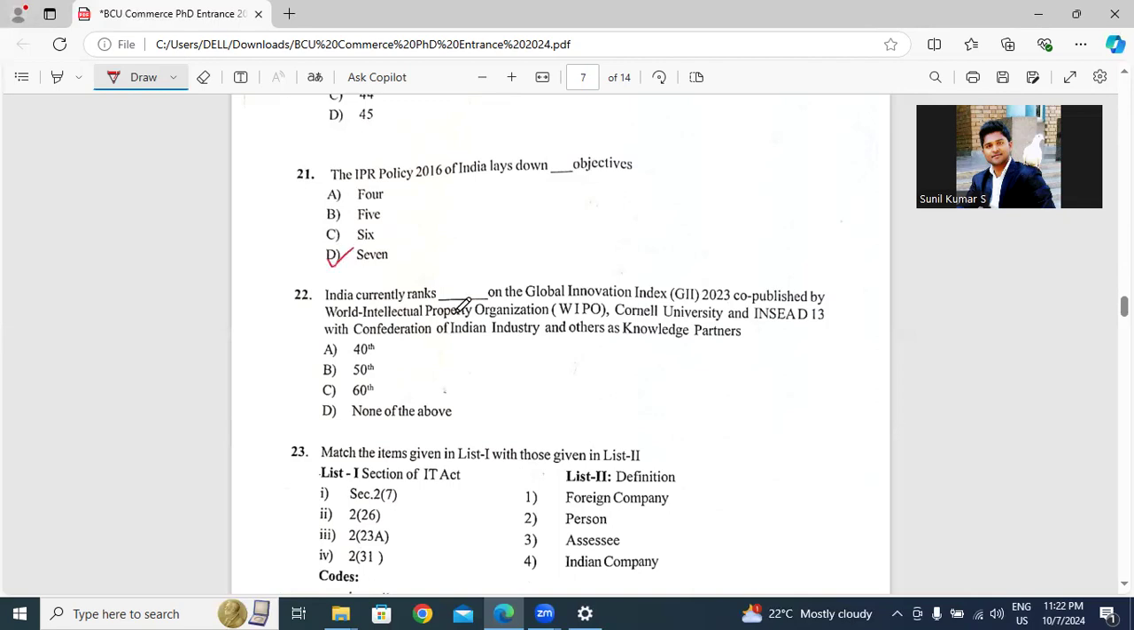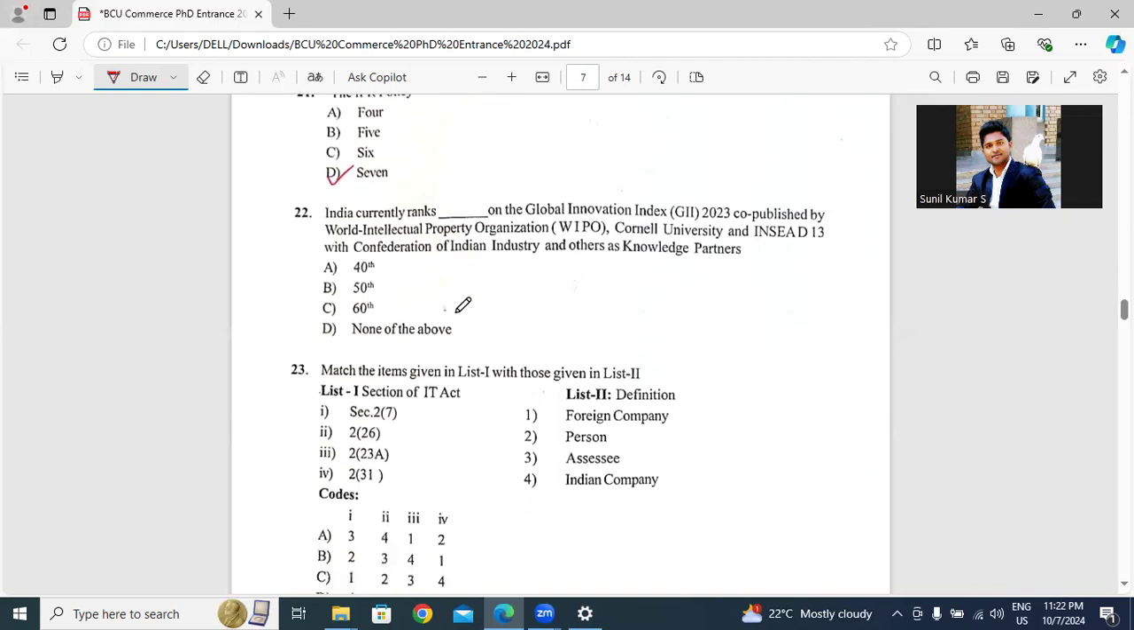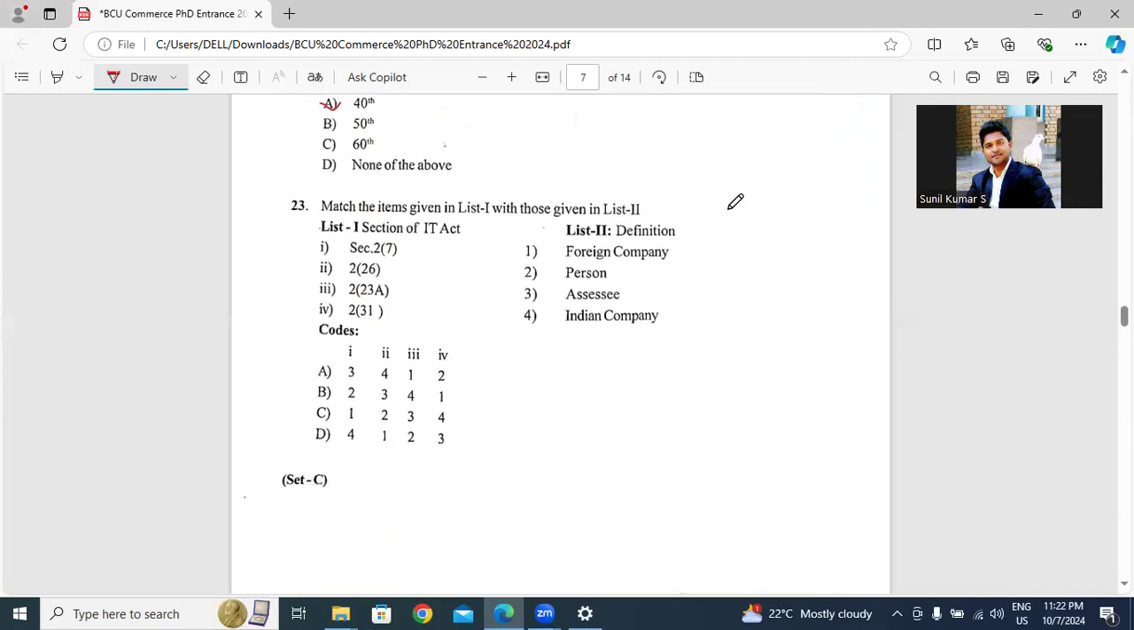Next one, India currently ranks dash on the Global Innovation Index 2023, co-published by World Intellectual Property Organization. The answer is 40th. Actually, if it is 2024, the answer will be 39th, but it is 2023, so that's why the answer is 40th. You may have been confused and might have ticked none of the above also. But here you should observe it is asked clearly in the year 2023.